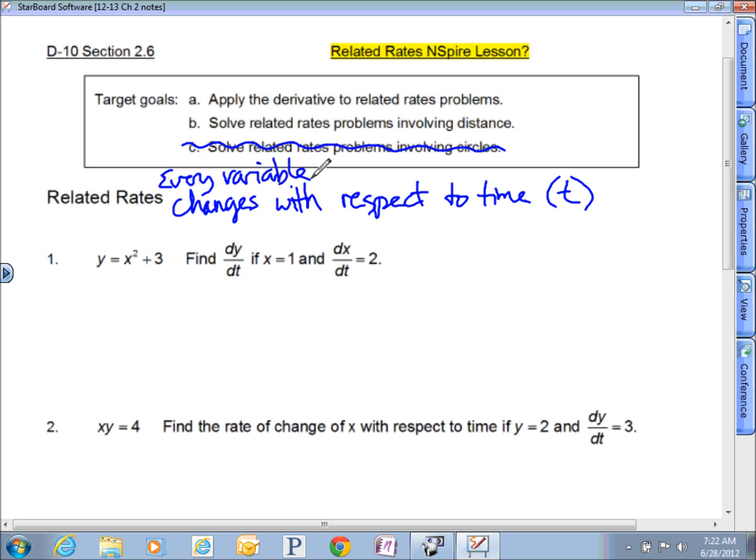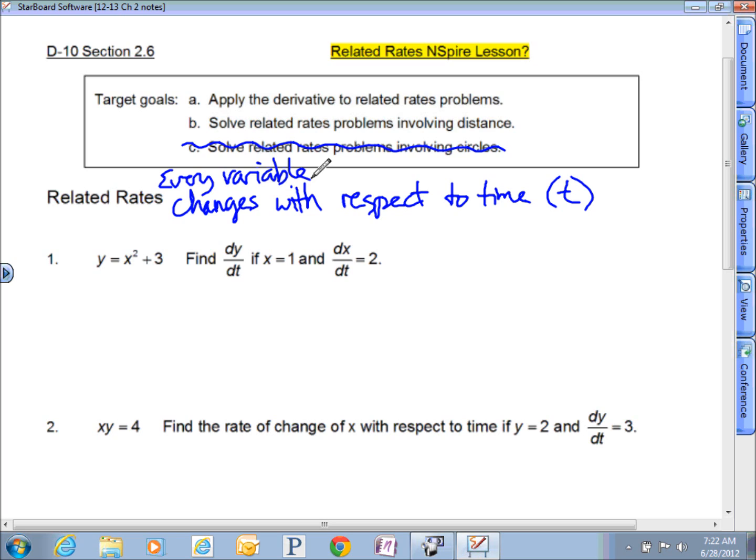Find dy over dt, the derivative of y with respect to time, if x is 1 and the derivative of x with respect to time is 2. Well, what does this have to do with everything? Well, what we're going to do here is we need to come up with an equation that relates y's with x's, so that I can relate these changes together. And this is going to make more sense after you see it happen.